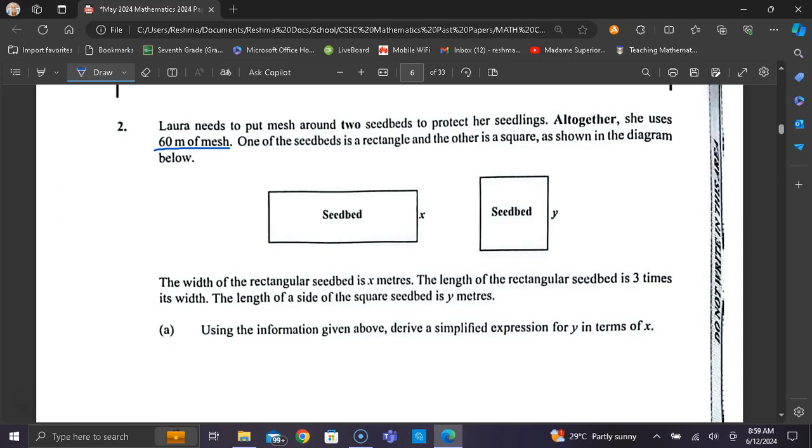So one of these seed beds is a rectangle and the other is a square, as shown in the diagram below. So the width of the rectangular seedbed is x meters. The length of the rectangular seedbed is 3 times its width. The length of a side of the square seedbed is y meters. So using the information above, derive a simplified expression for y in terms of x.